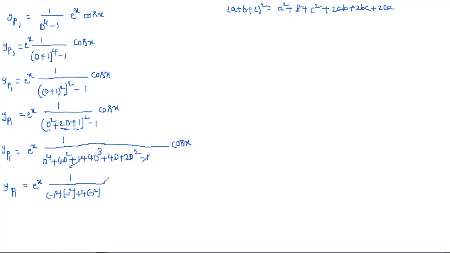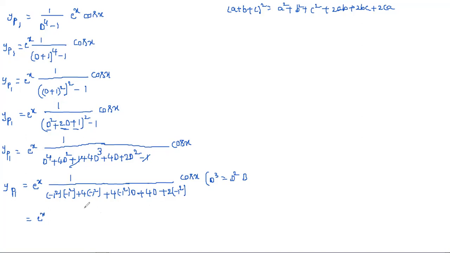And here it is plus 4D cube. 4D cube means we can write plus 4 into D cube. So how to write D cube? D cube is nothing but D square into D. So D square is what we are substituting, minus 1 square into D, plus 4D and plus 2D square. 2 into D square is nothing but minus 1 square into cos x. So keep it in mind, simply what we did here: in place of D square, we substituted minus 1 square.